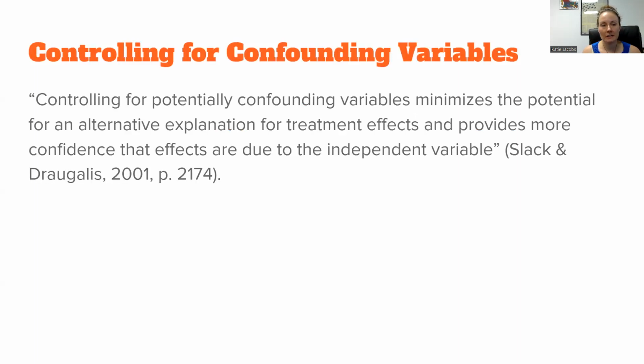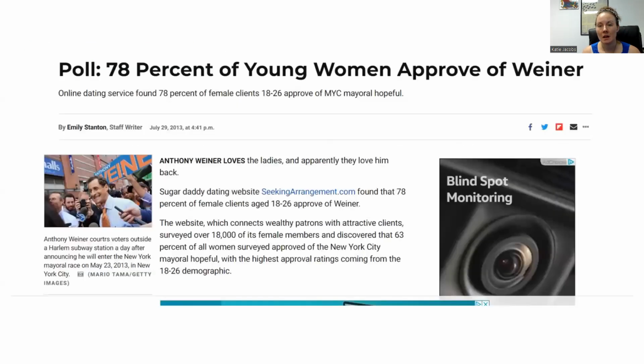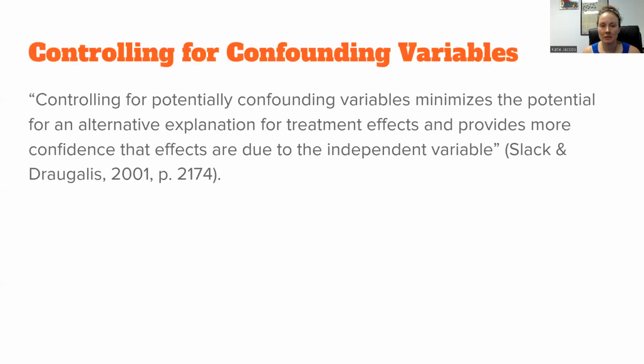So, controlling for confounding variables. Controlling for potentially confounding variables minimizes the potential for an alternative explanation for treatment effects and provides more confidence that effects are due to the independent variable. There's a lot of things that we can do for this, and we'll actually talk about some things that might be confounding variables when we start talking about threats to experimental validity of our studies.